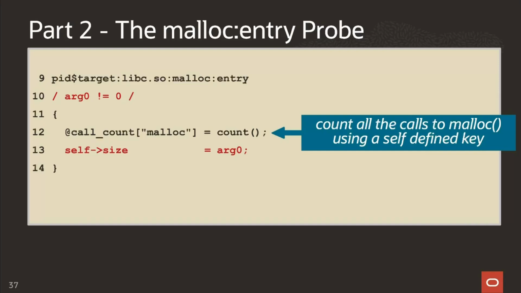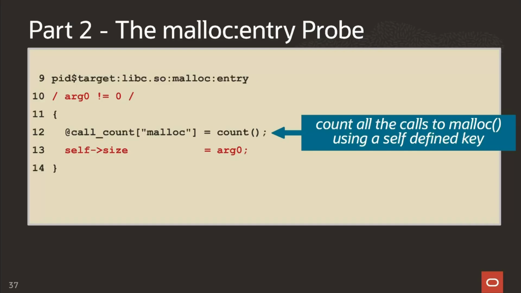And what I want to show you, so far I've been using keys that use standard functions, for example probefunc. But you can have your own strings, for example. You can have your own index into your associative array or into your aggregation. Here I'm using an aggregation, call underscore count, and I'm using the string malloc as a key. And I'm simply counting how often this probe fires.